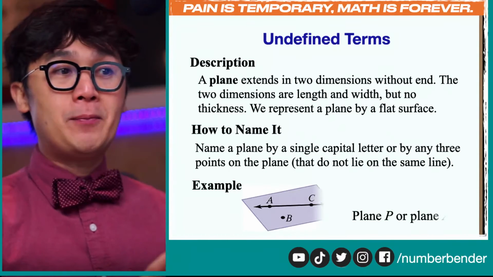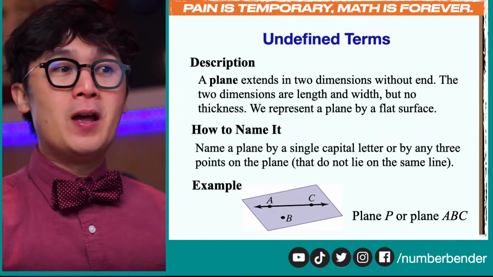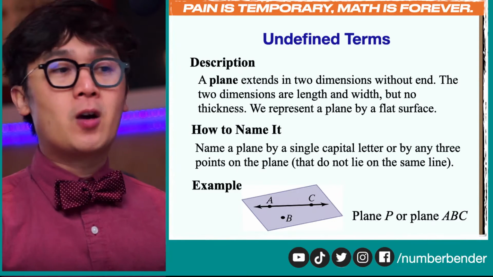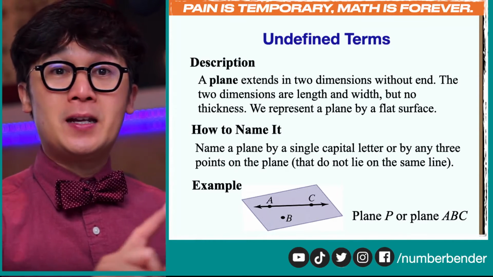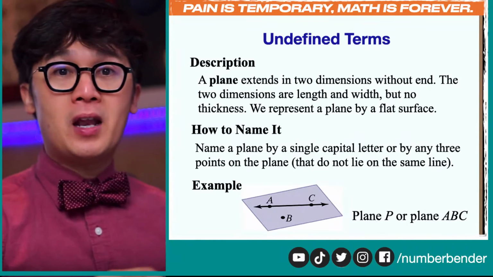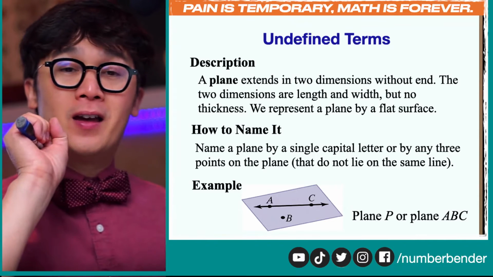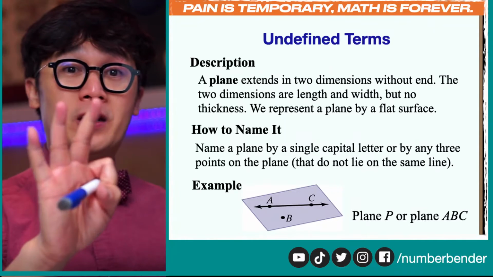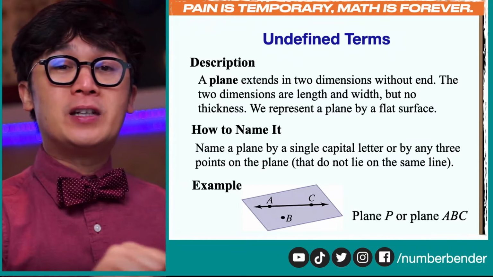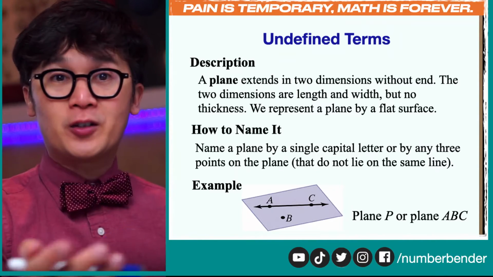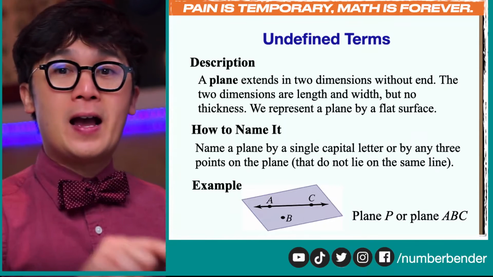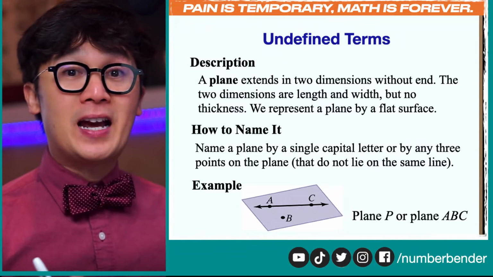So example niyan, meron tayong plane na makikita ninyo. We can name it as plane P or plane ABC at makikita ninyo na si A and C, even though they form a line, meron tayong restriction na kailangan 3 letters yung gagamitin natin, kaya in-include natin si B para alam natin na si plane or plane, yung tinitingnan nating figure, base doon sa symbol na nakikita natin.